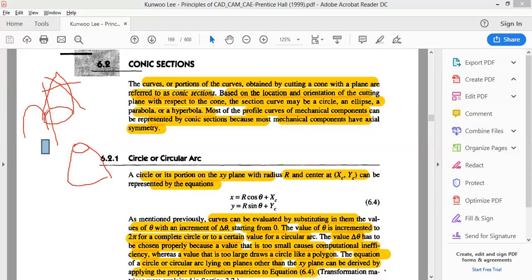So this all depends upon the sectioning plane. But all these things that are obtained are nothing but a form of curve. Ellipse is a form of curve, circle, hyperbola, and so on. So for all these curves, we do have equations.